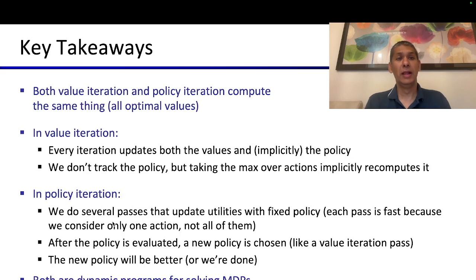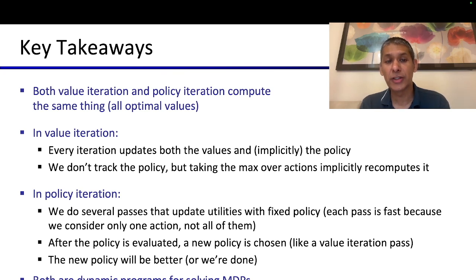Okay. So that's pretty much what I have. The key takeaways: we already knew about value iteration from the previous approach. We're now talking about policy iteration. They're going to compute the same thing. These are all optimal values. In value iteration, the iteration updates are a little bit more work. It updates both the values and the policy. We don't really track the policy, but by taking the max, we are always recomputing it.